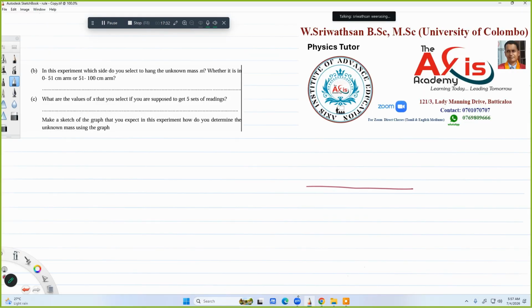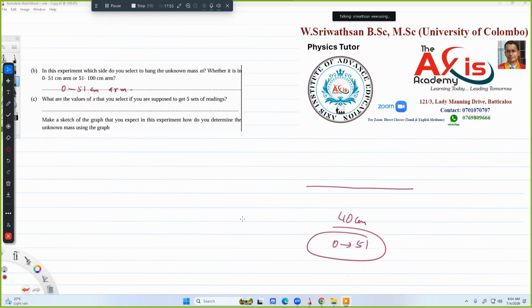Unknown mass M is hanged at 40 centimeter. 40 centimeter is actually within the range 0 to 51, isn't it? So we have to keep that within 0 to 51. Right, so the 0 to 51 centimeter arm is the option.